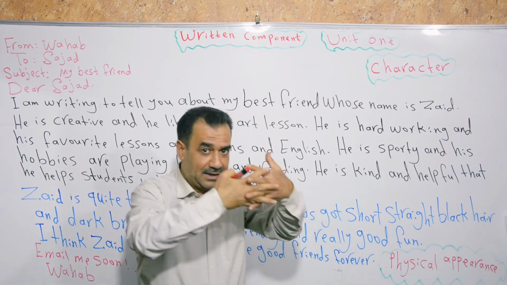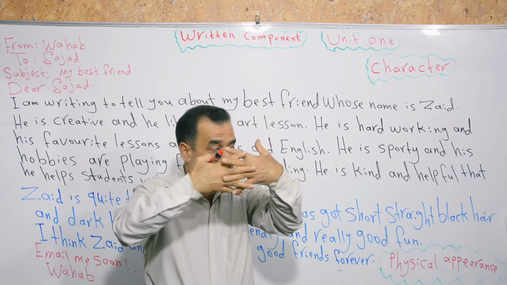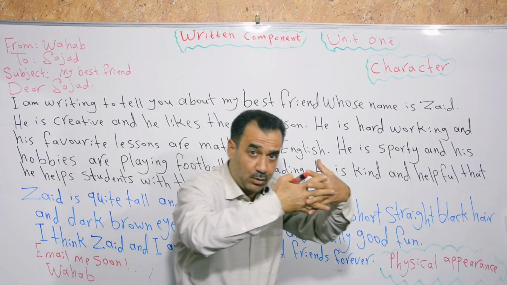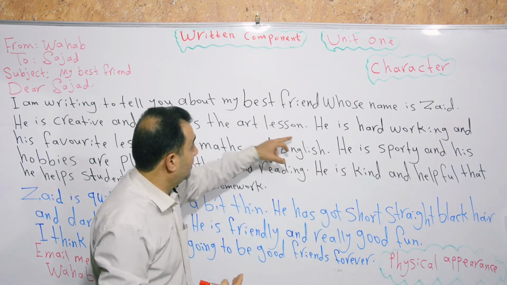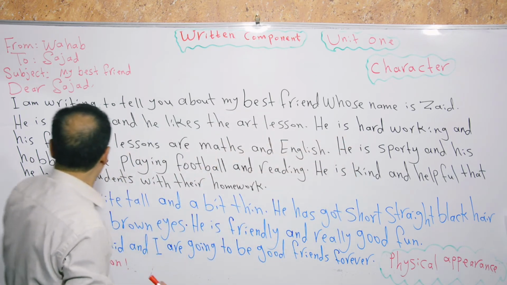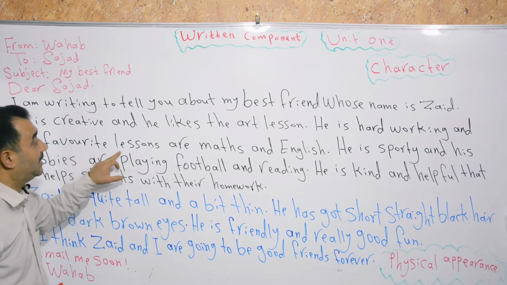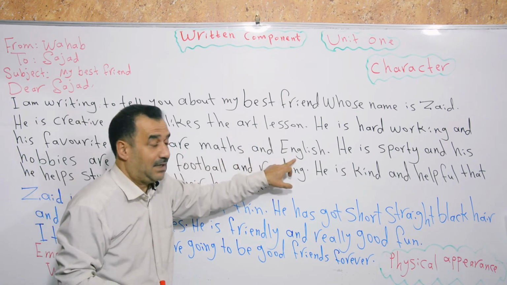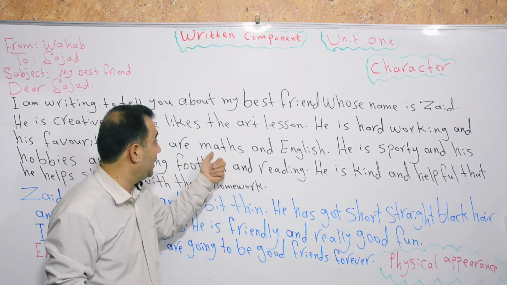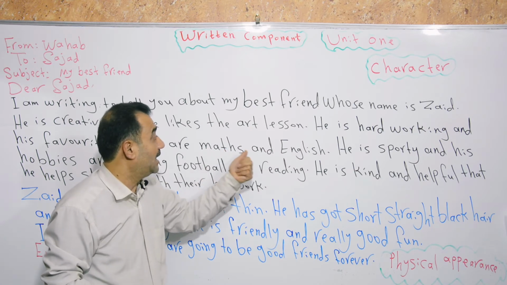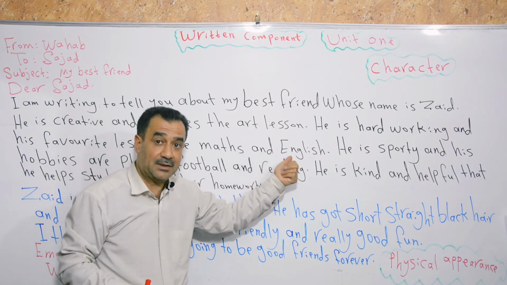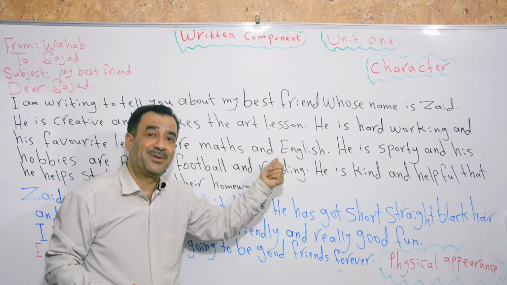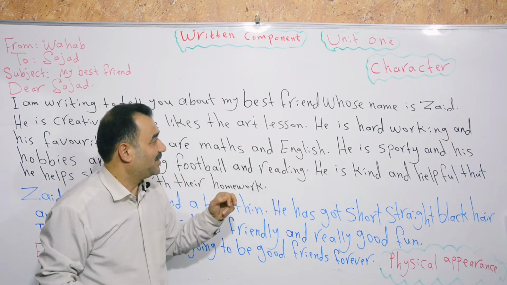So two sentences, we joined them here: he is hardworking and his favorite lessons are maths and English. So he is good at English, he is good at maths, and he is good at English. He is knowledgeable in English.